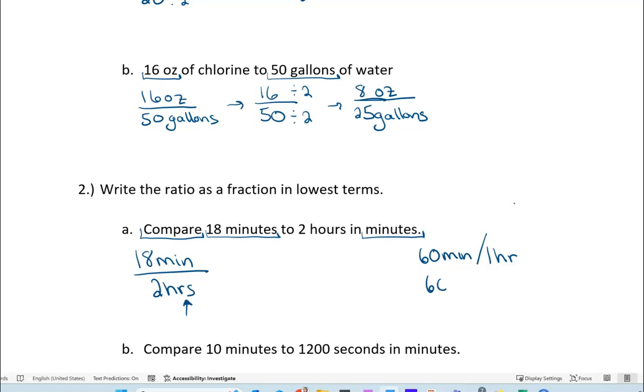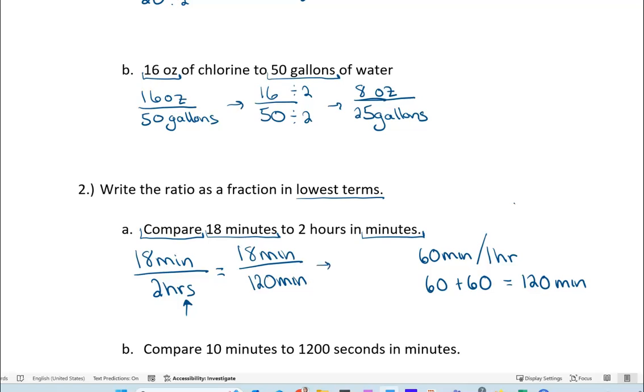So if we have 2 hours, how many minutes do we have? Well, we have 60 plus 60, right? Or 2 times 60, and that equals 120 minutes. So we need to rewrite this fraction with an unchanged numerator and an updated denominator so that we have minutes that we are comparing. So that has everything that we need. The conversion is done, the unit is correct, but we still need to write this in lowest terms.